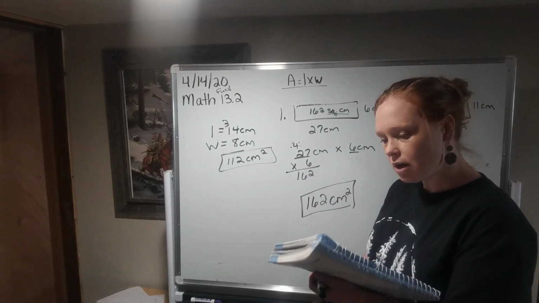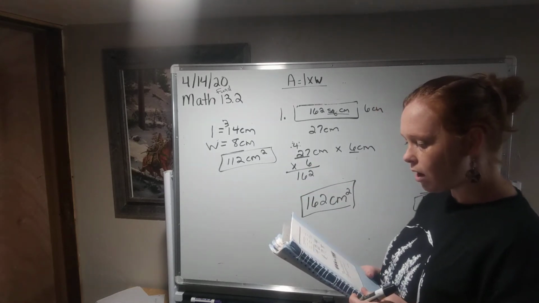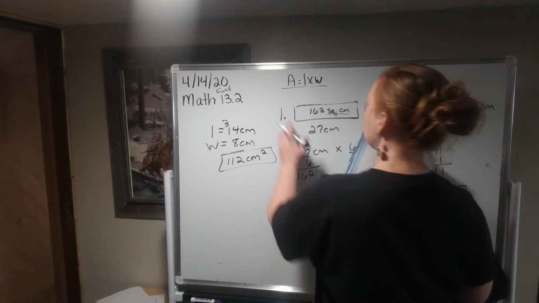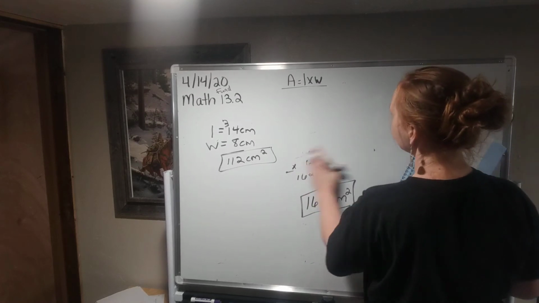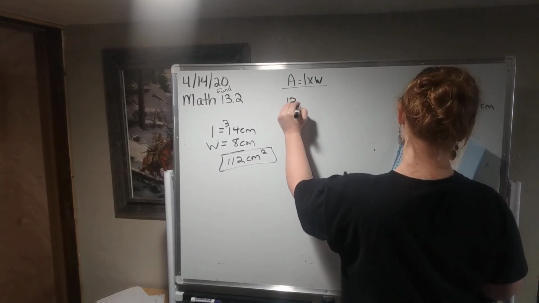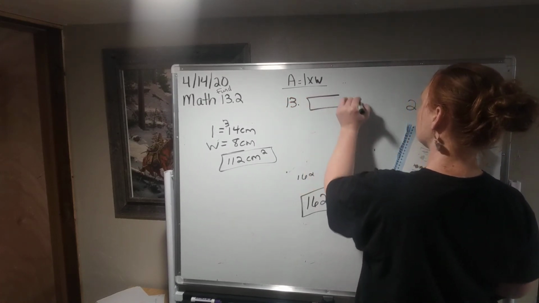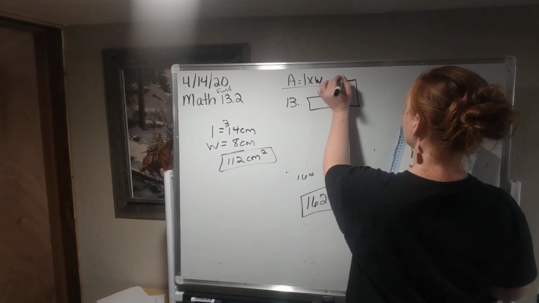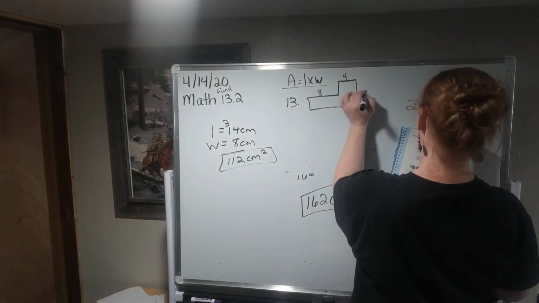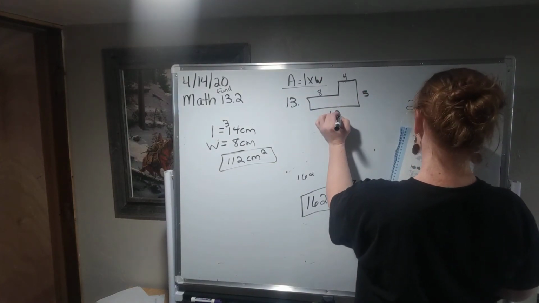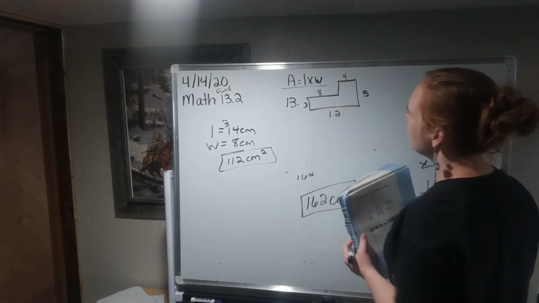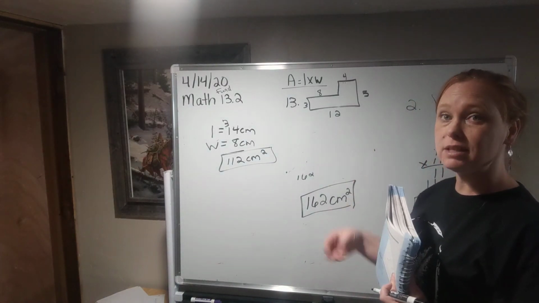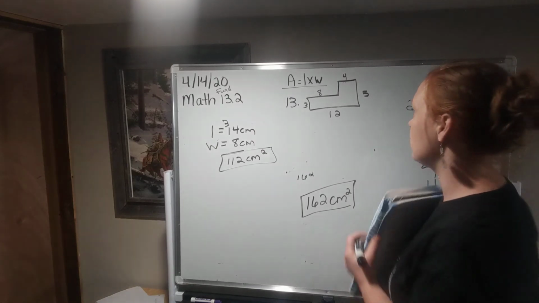I want you to look over on your work, let's look at number 13. Okay, so number 13 kind of gives you this shape like this. 8, 4 centimeters, 5 centimeters, 12 centimeters, 3 centimeters. So we have a lot going on. So what we need to do when we find the area of an odd shape like this is we need to break it up into squares and rectangles.